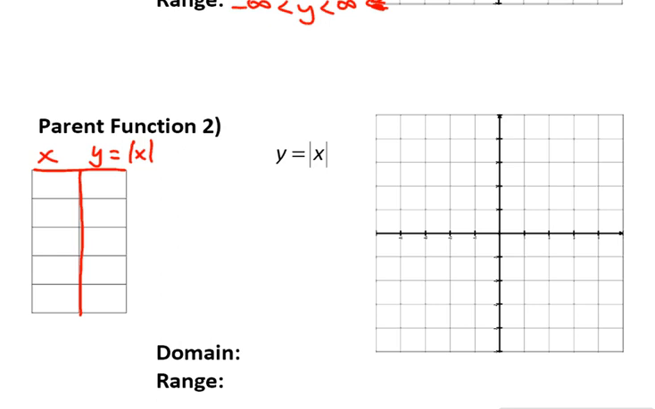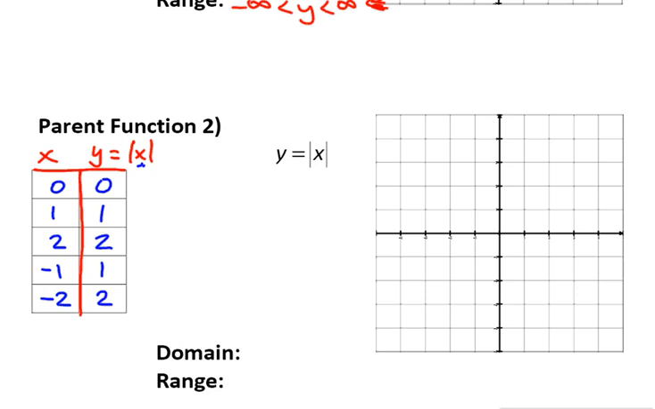So always get used to starting this way. 0, 1, 2, -1, -2. I'm going to plug 0 in, so the absolute value of 0 is 0. Plug a 1 in to my function. The absolute value of 1 is 1. Absolute value of 2 is 2. The absolute value of -1 is a positive 1. And the absolute value of -2 is 2.